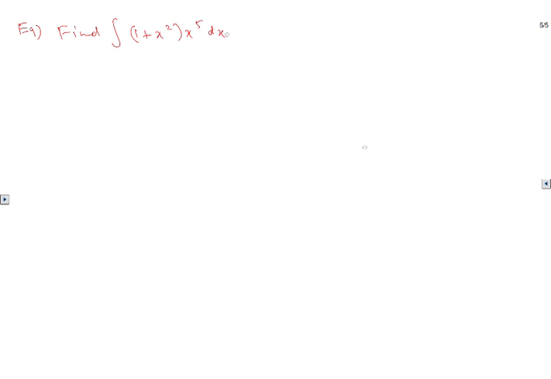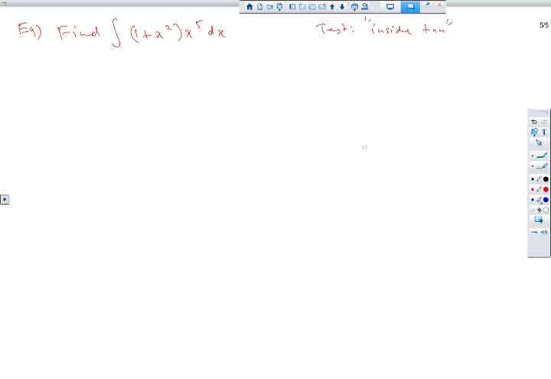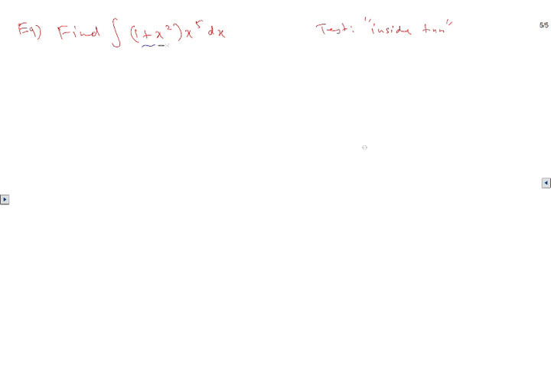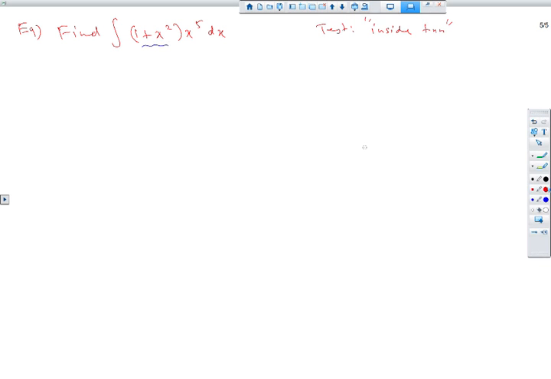So let's do the test. If we do the test, inside function, yep, that's clear. So you see the inside function, but do you see the derivative?